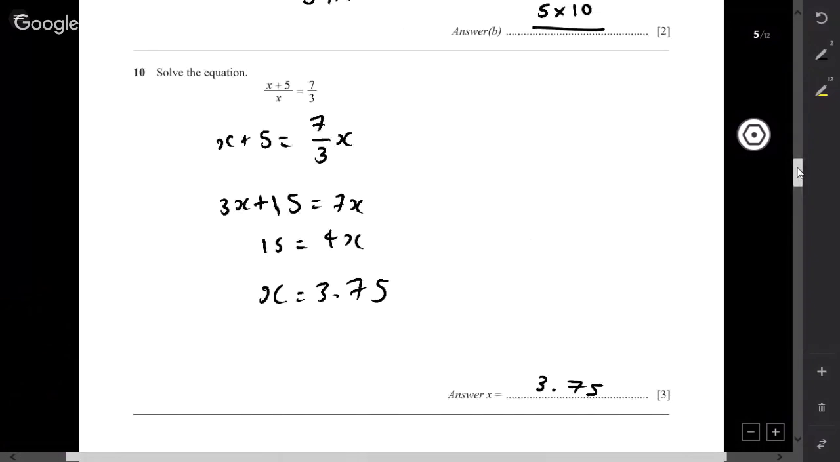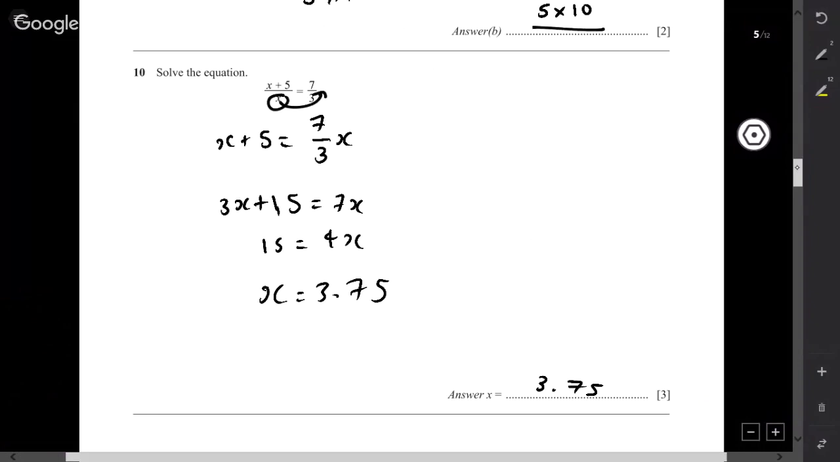Okay, next. Number 10, solve this equation. So straight away, what we're going to do is move this x over to the other side. So we've got x plus 5 equals 7 over 3x. Then we are going to move this 3 back over here, so we're going to times this side by 3. So it becomes 3x plus 15 equals 7x.